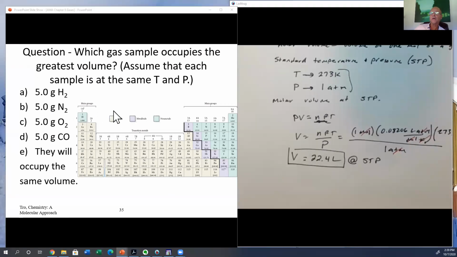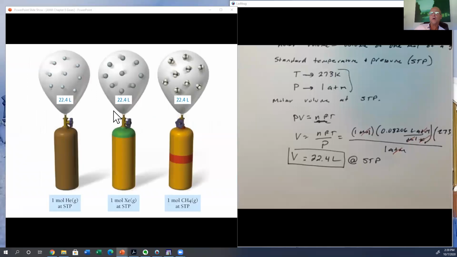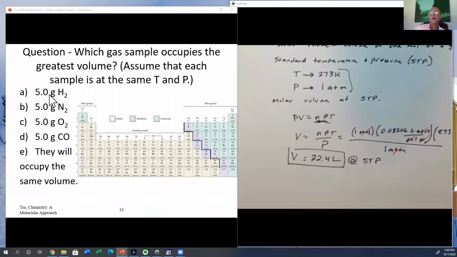So you've got to think about, well, 1 mole occupies 22.4 liters. 2 moles would occupy how much? 44.8 liters. So in other words, the more moles you have, the more volume gets occupied. So another way to ask this question is, which sample has the greatest volume? Well, the one that has the greatest number of moles. So which one has the greatest number of moles? Don't answer me, answer on the chat.